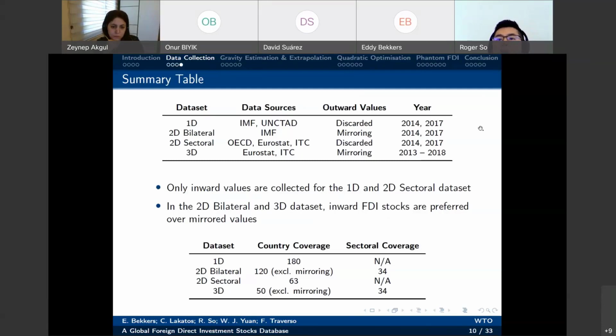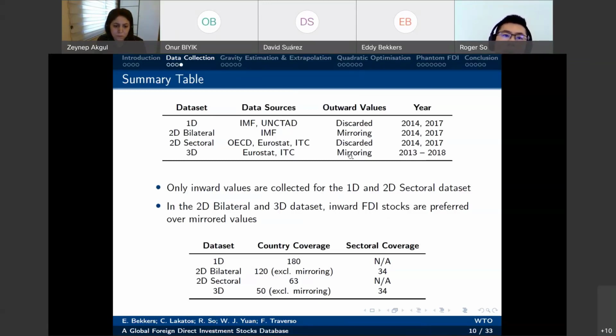As for the year coverage, at the 1 and 2 dimensional level, the data is only collected for 2014 and 2017, which correspond to the baseline years of GTAP version 10 and version 11. And at the 3 dimensional level, we actually collect them over a 6-year period from 2013 to 2018, because we need to construct a panel data set for the upcoming gravity estimation.